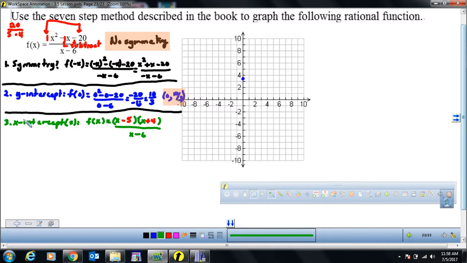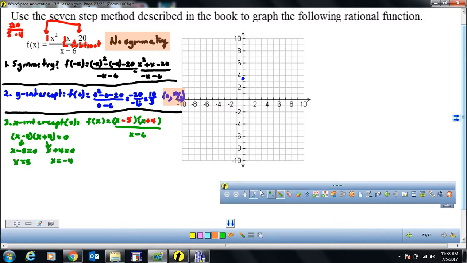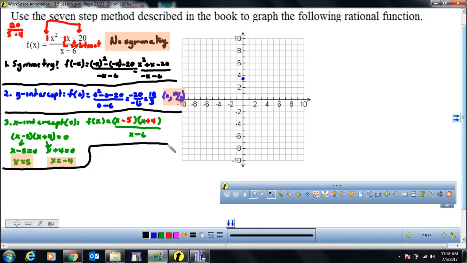Okay? So to find the x-intercepts, all we need to do is find the zeros of the numerator. So if I set this equal to 0, x minus 5 equals 0, and x plus 4 equals 0, that is going to give us x equals 5, and right here x equals negative 4. So these are the zeros, the x-intercepts, those two. Okay, so let's put the x-intercepts here, 5, which is right here, and negative 4, which is right here. Those are the x-intercepts.